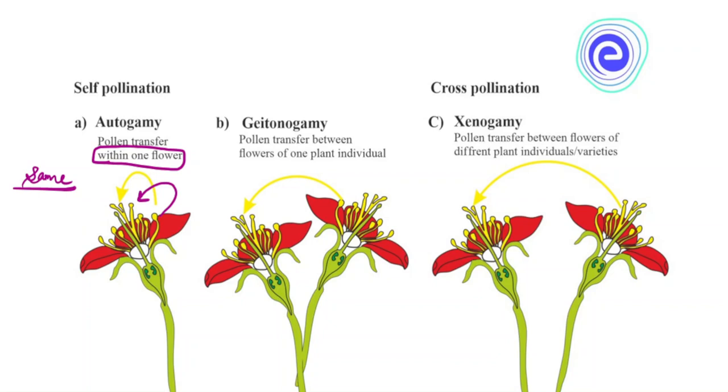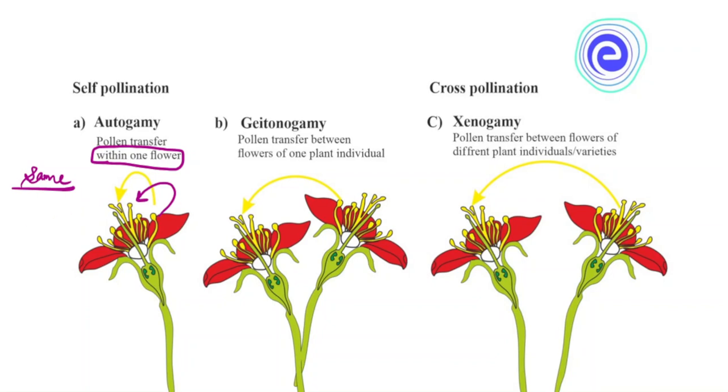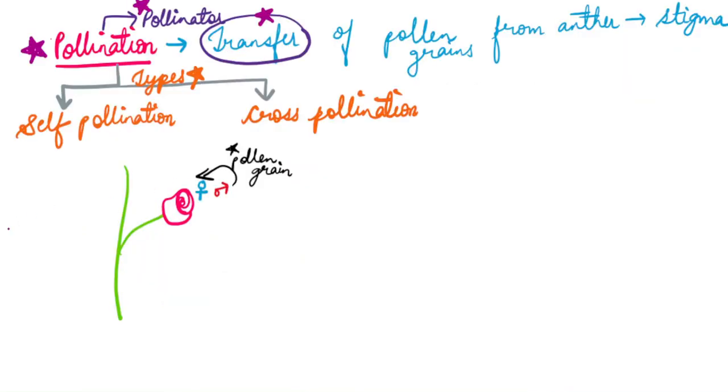What is it known as? Self pollination. If the exchange of pollen grain from anther to stigma is in the same flower, then we say it is self pollination. Coming to the page, so this is self pollination. Now self pollination is itself of two types. How many types? Two types.